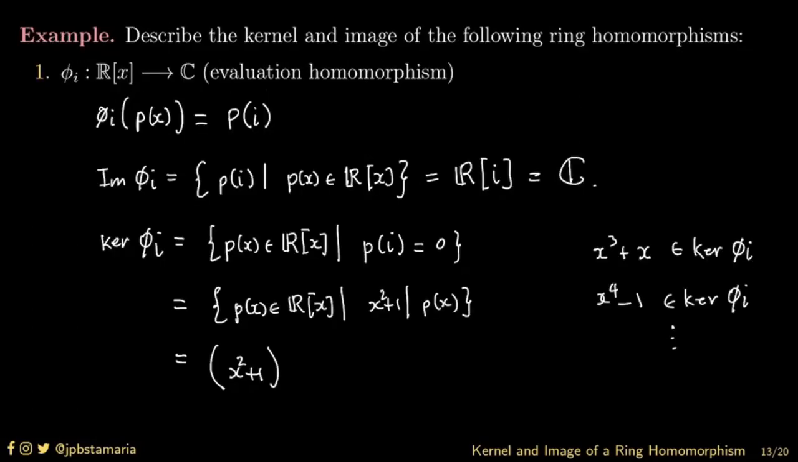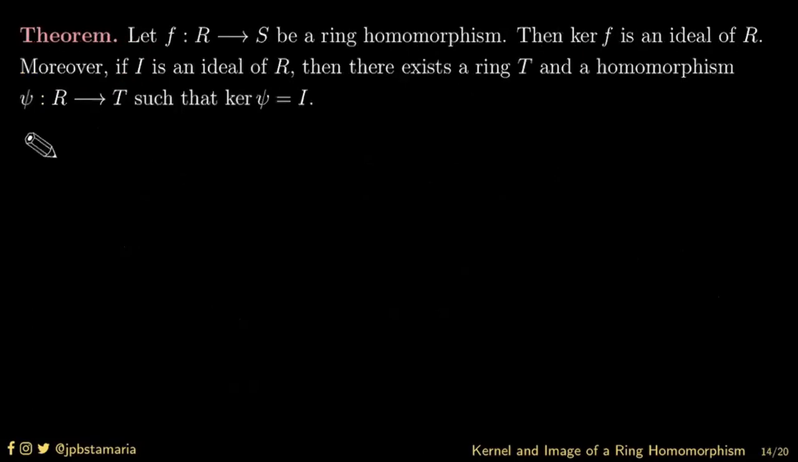So kung napansin nyo dito sa example na to, yung kernel is actually an ideal of R[x]. Hindi naman yan nagkataon. It will always happen, as in the following theorem. If you get a ring homomorphism f from R to S, the kernel of f is a special type of an ideal of R. It will always be an ideal of R.